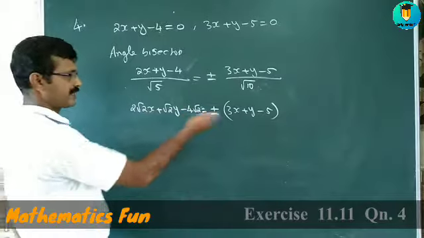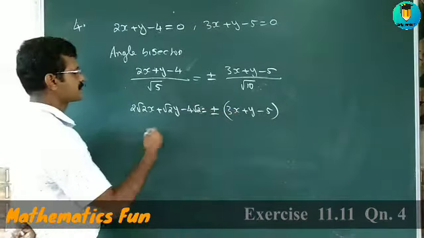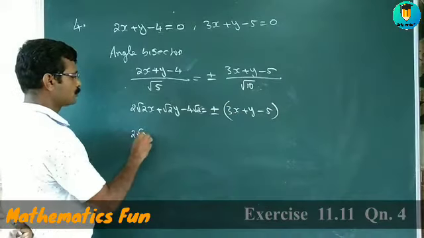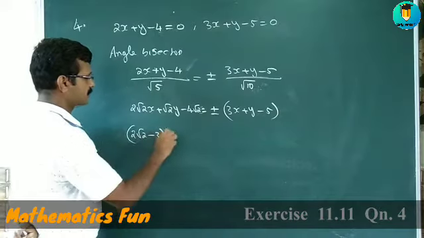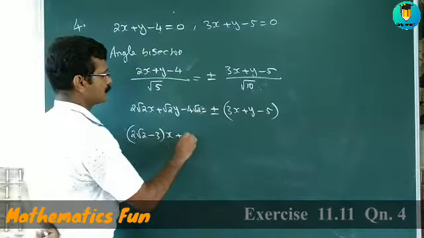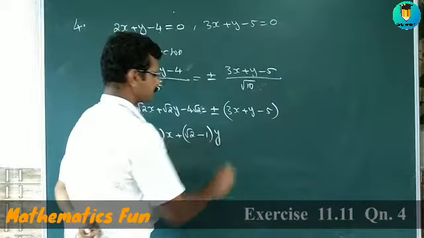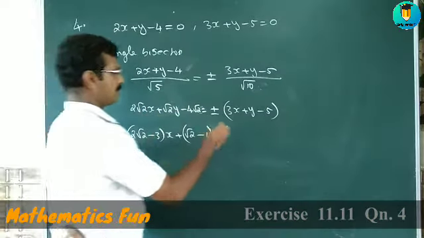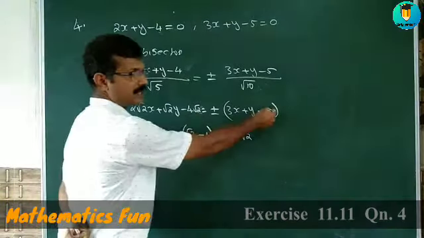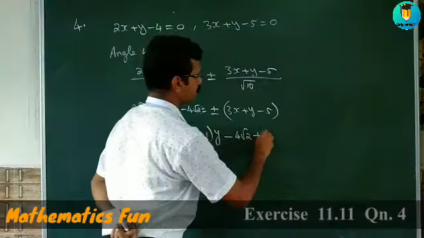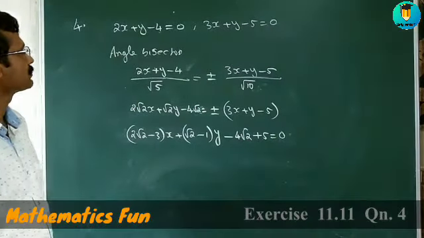Now I am grouping all x on one side. First of all I am taking the plus case. So 2 root 2x, this plus 3x this side, so minus 3x. Then root 2y I am taking here, so minus y. For the constant part, minus 4 root 2, and minus 5 to this side, so plus 5. This is one of the equations.